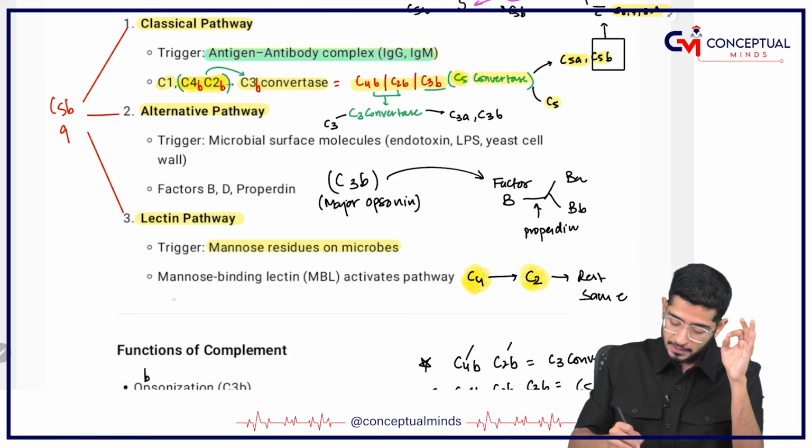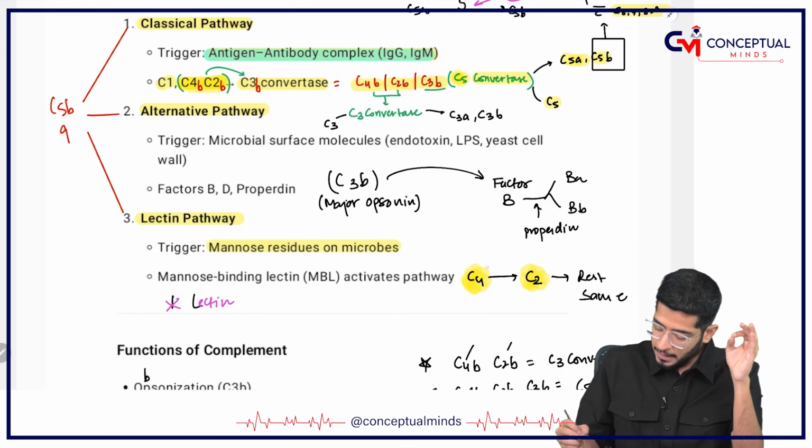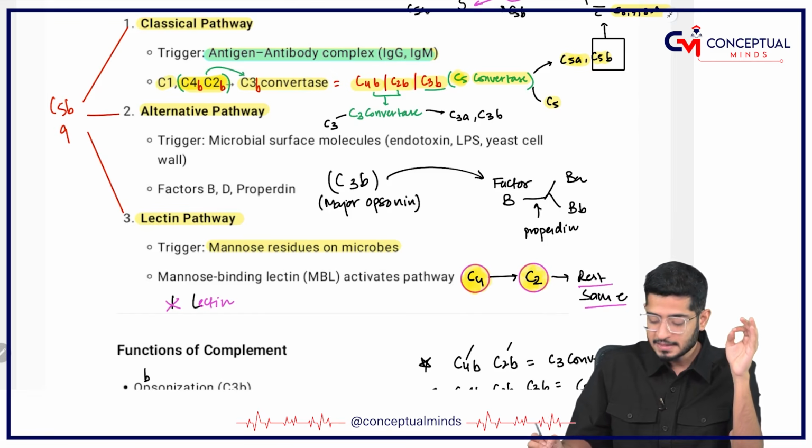So this pathway does not have C1. C1 and L look similar, right? So in the lectin pathway there is no C1, directly C4 is going to come and the C4 is going to activate C2, rest everything is same.